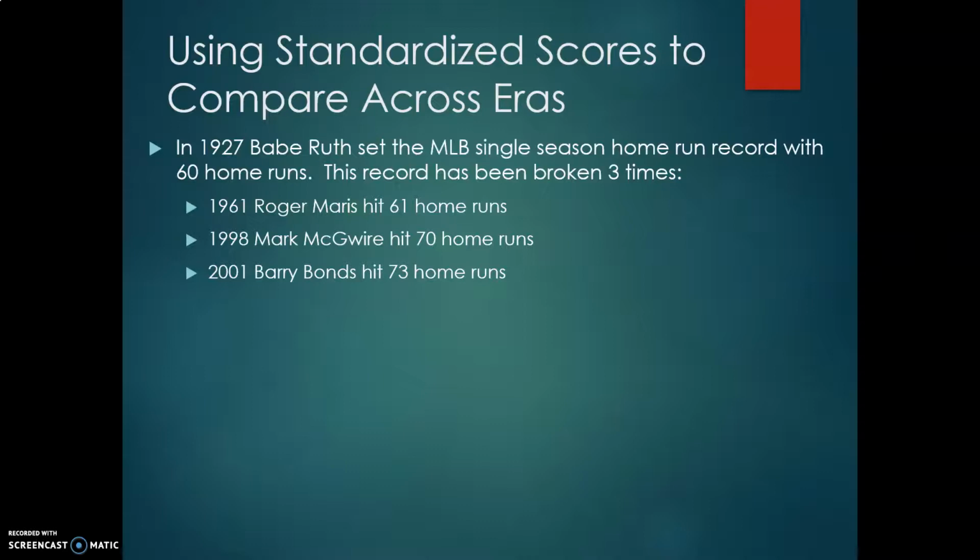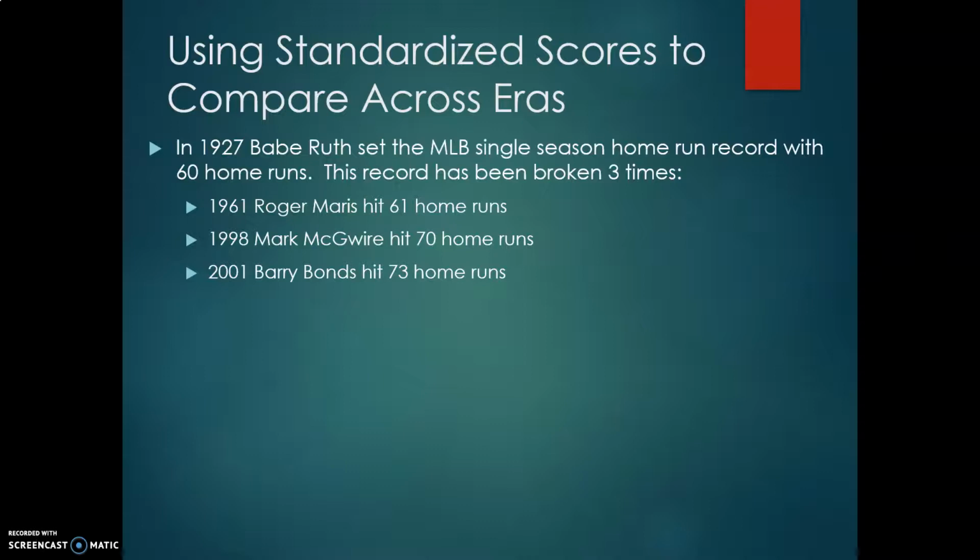Okay, so Babe Ruth just destroyed the home run record in 1927. He hit 60 home runs. Three times since then it was broken: in 1961 by Roger Maris when he hit 61 home runs. Then the steroid era came, and in 1998, Mark McGwire broke it at 70. And in 2001, Barry Bonds broke it at 73.